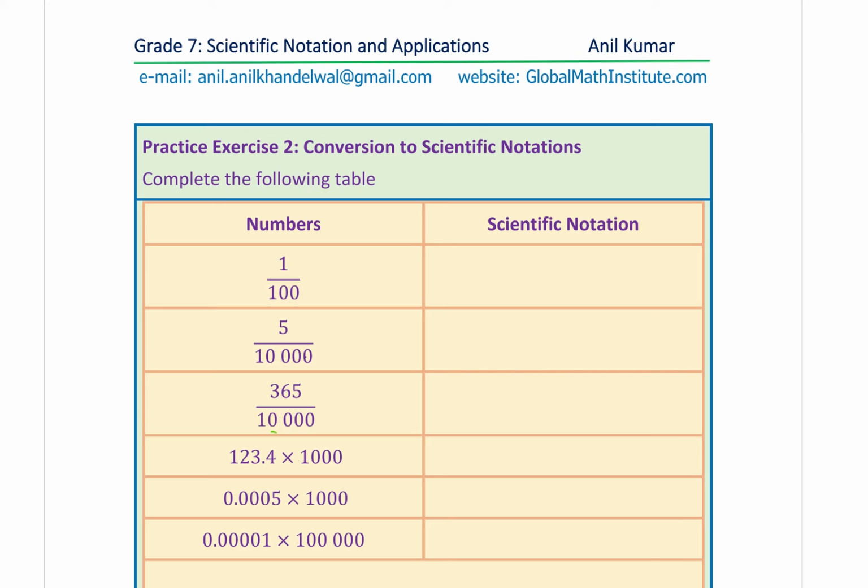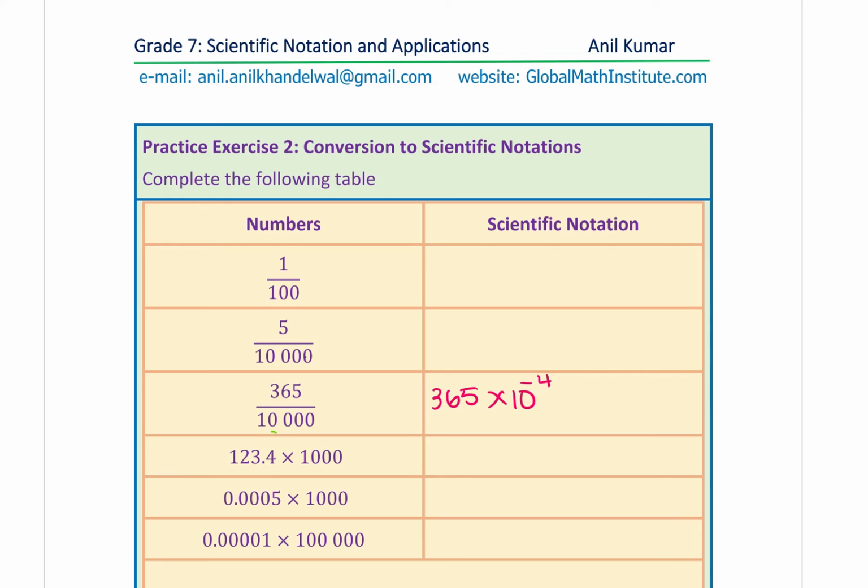Now let me do one of them for you. 365 divided by 10,000. Let's see how to do it. I'll adopt many different ways of doing this. One, we could think of writing 365 times 10 to the power of, how many zeros are there in the denominator? 4, but with a negative sign, since we are dividing by this number. Correct.